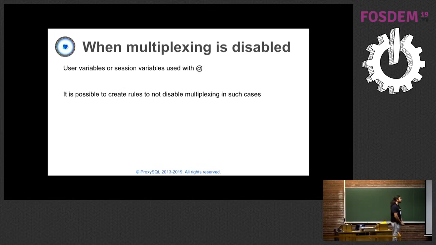Now, by default, it also disables multiplexing for every query that has the @, which is normally used for user variables or session variables, no matter if you are setting it or reading it. And this, of course, can be problematic if you are using some ORM or some JDBC driver that wants to read all the session variables, so it performs some SELECT statements in which it specifies this @. For those specific queries, you are able to create rules that automatically re-enable multiplexing.